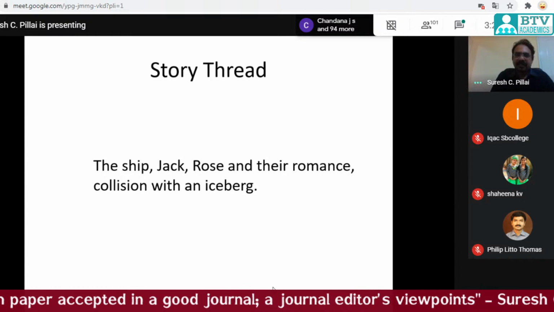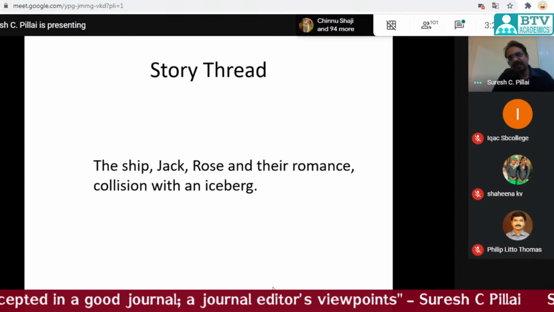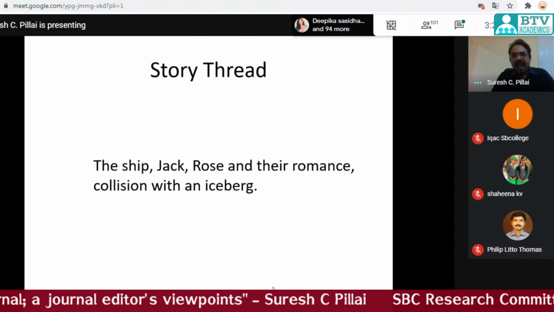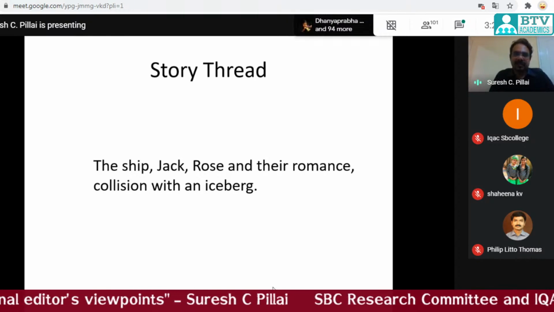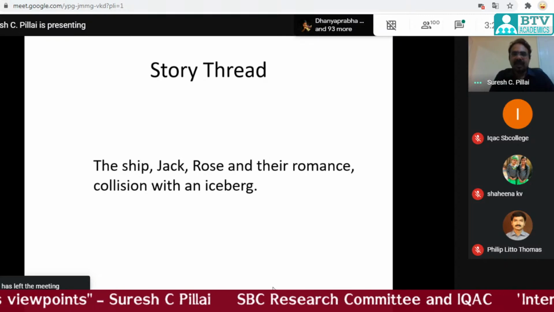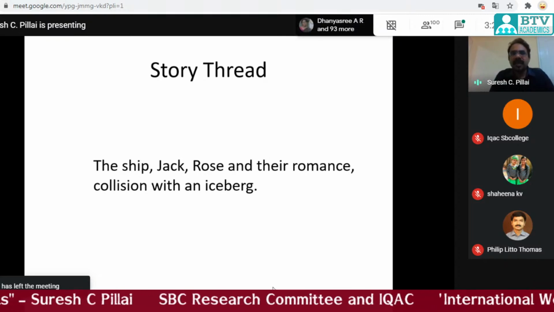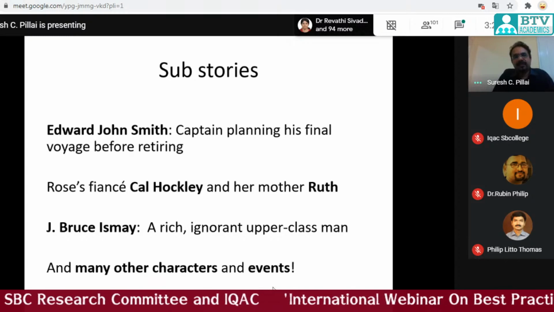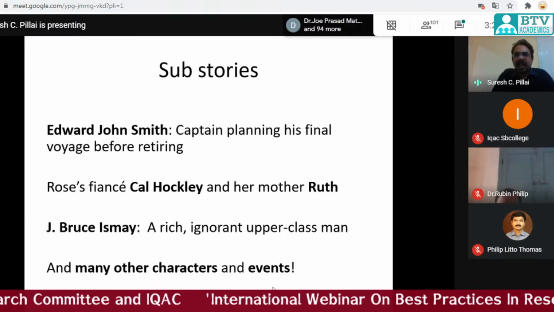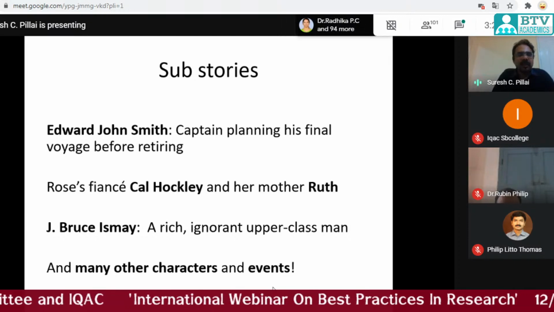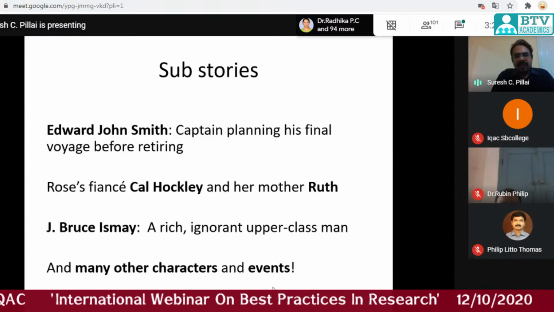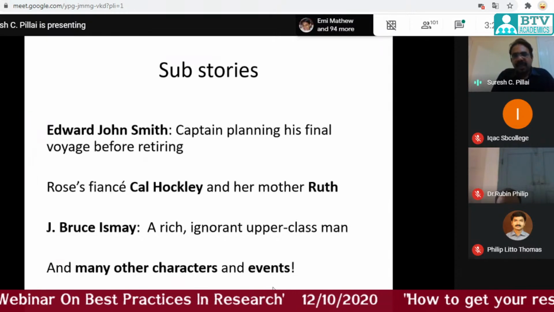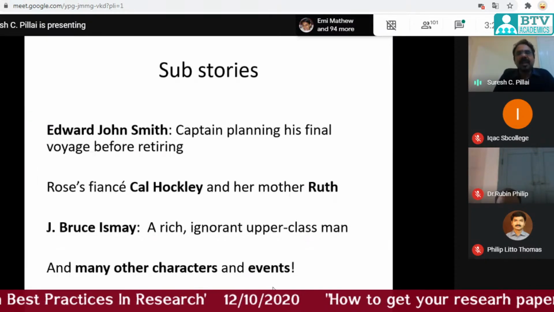So as scientists, when we write publications, we have to have a number of experiences in there so that people can connect. And also a story has a number of sub-stories as well. Look into the Titanic. There are a number of sub-stories in it. Edward John Smith, the captain planning his final voyage before retiring. Rose's fiancé, Carl Hockley, and her mother Ruth. Bruce Ismay, a rich, ignorant upper-class man, and many other characters and events.